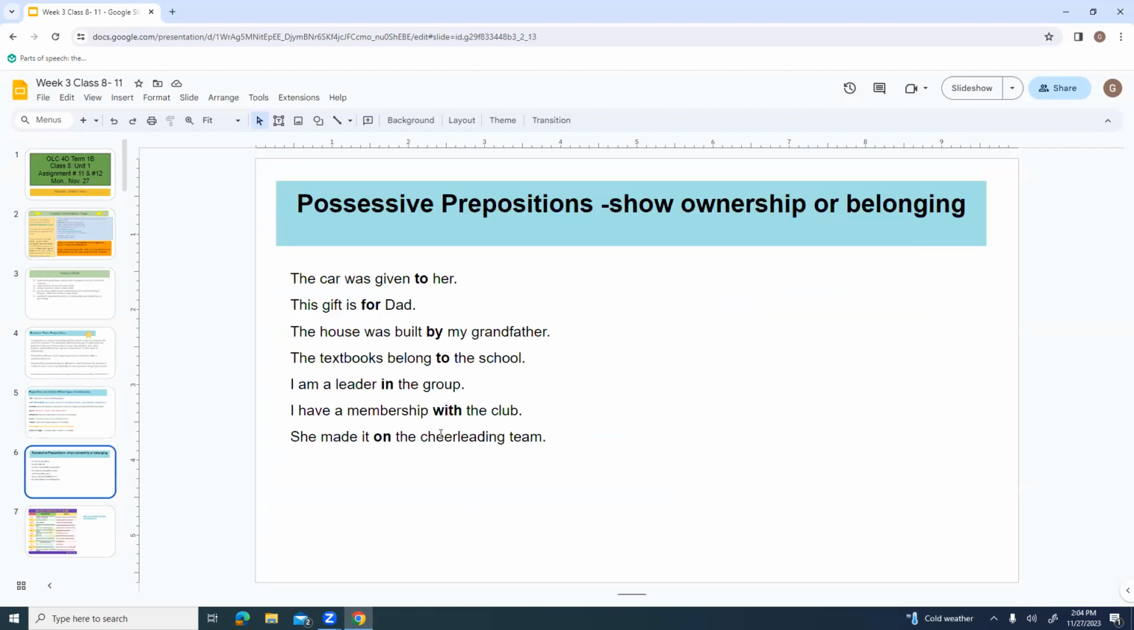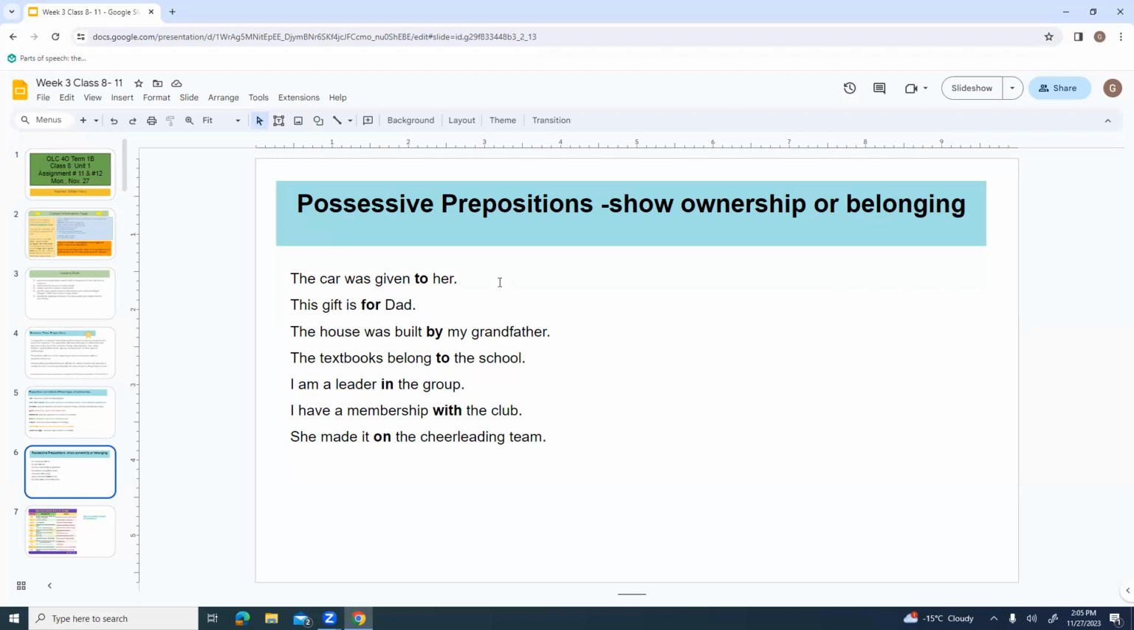All right. So possessive prepositions show ownership or belonging. So I could say the car was given to her, or this gift is for Dad. We could also have things like the house was built by my grandfather, or the textbooks belong to the school. I am a leader in the group. I have a membership with the club, or she made it on the cheerleading team.